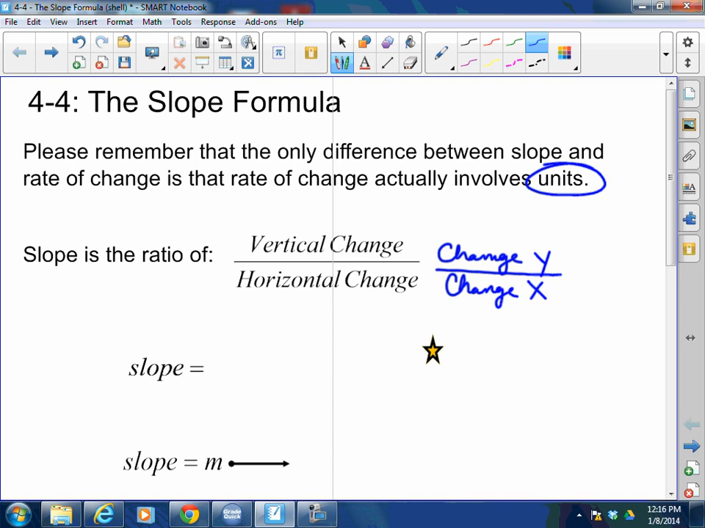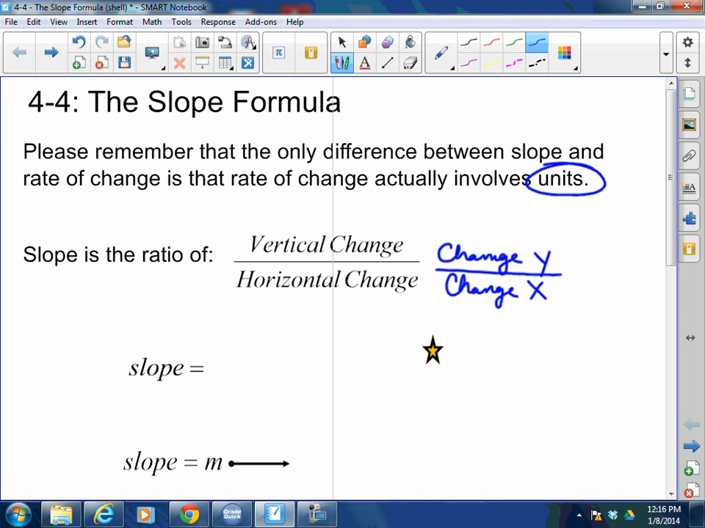Whenever we're talking about the vertical axis, we're talking about the y-axis, so that's why vertical change is the change in y, or the dependent change. And horizontal is the x-axis, so that's a horizontal change, a change in x, or the change in independent variables.